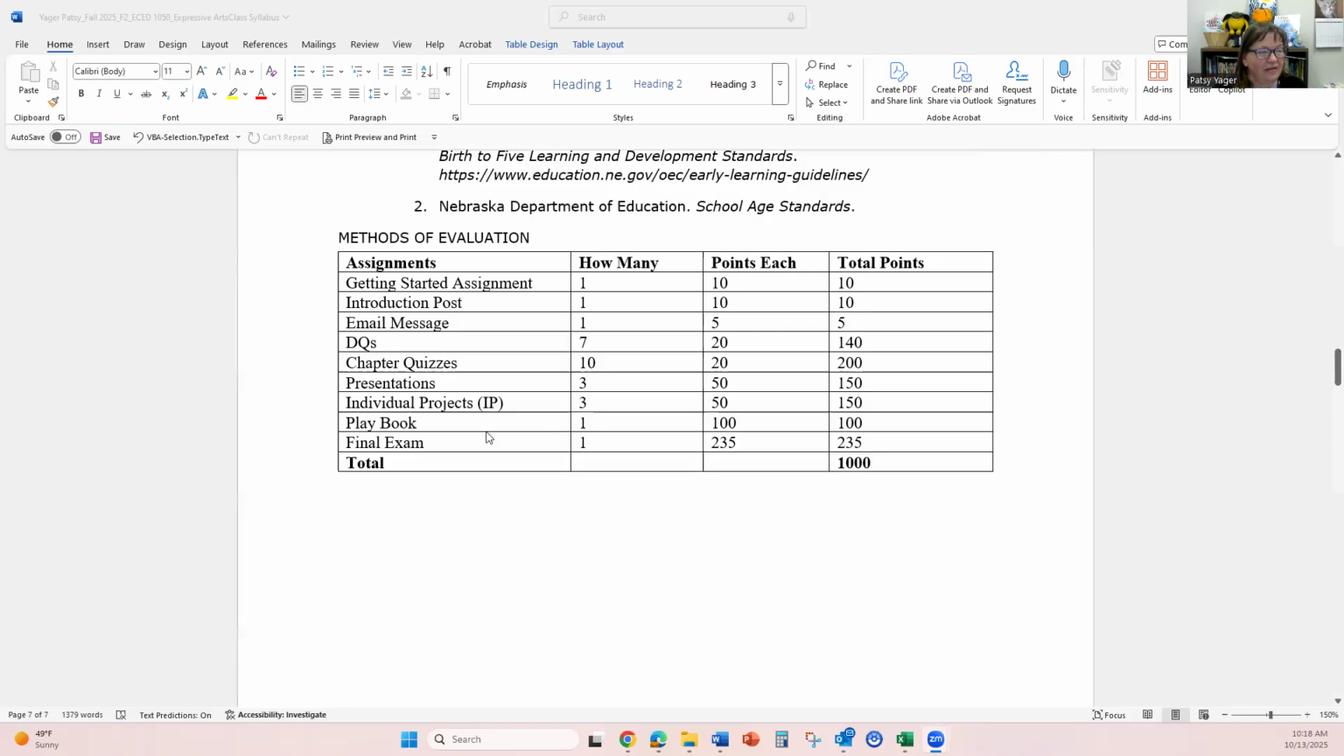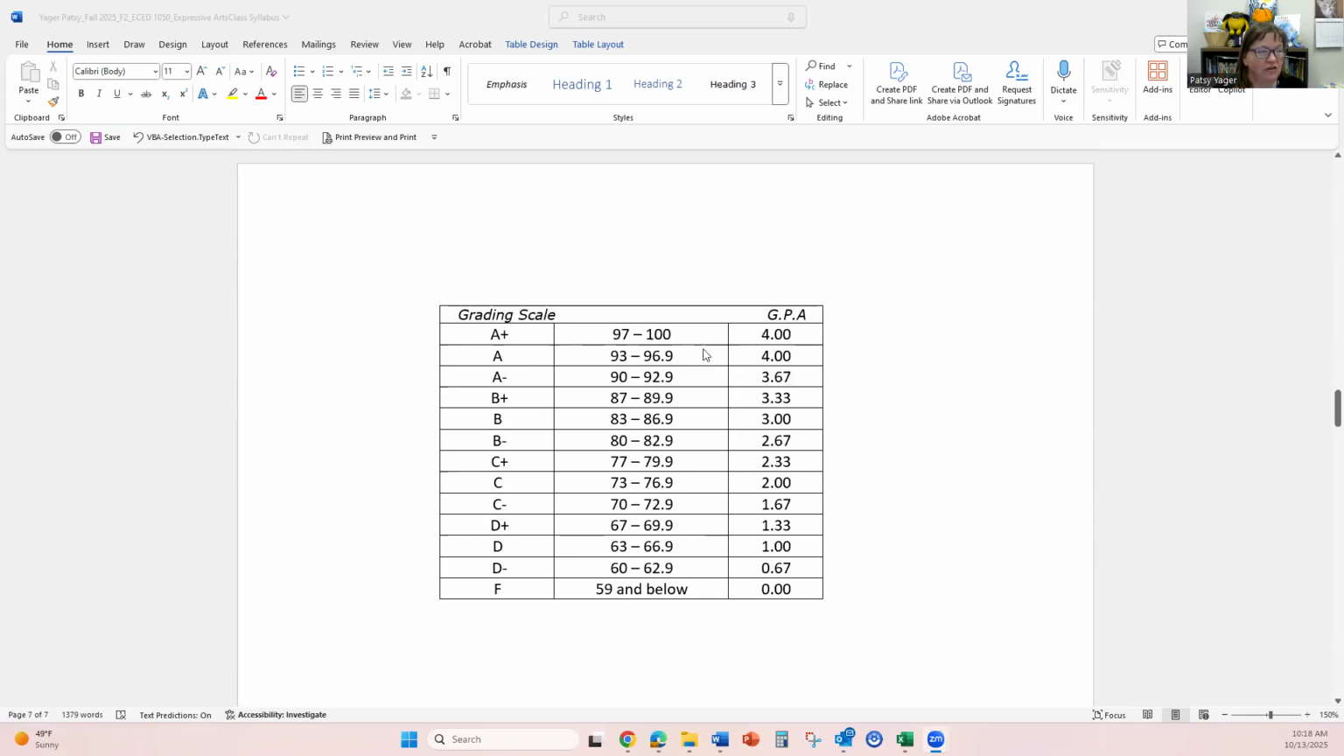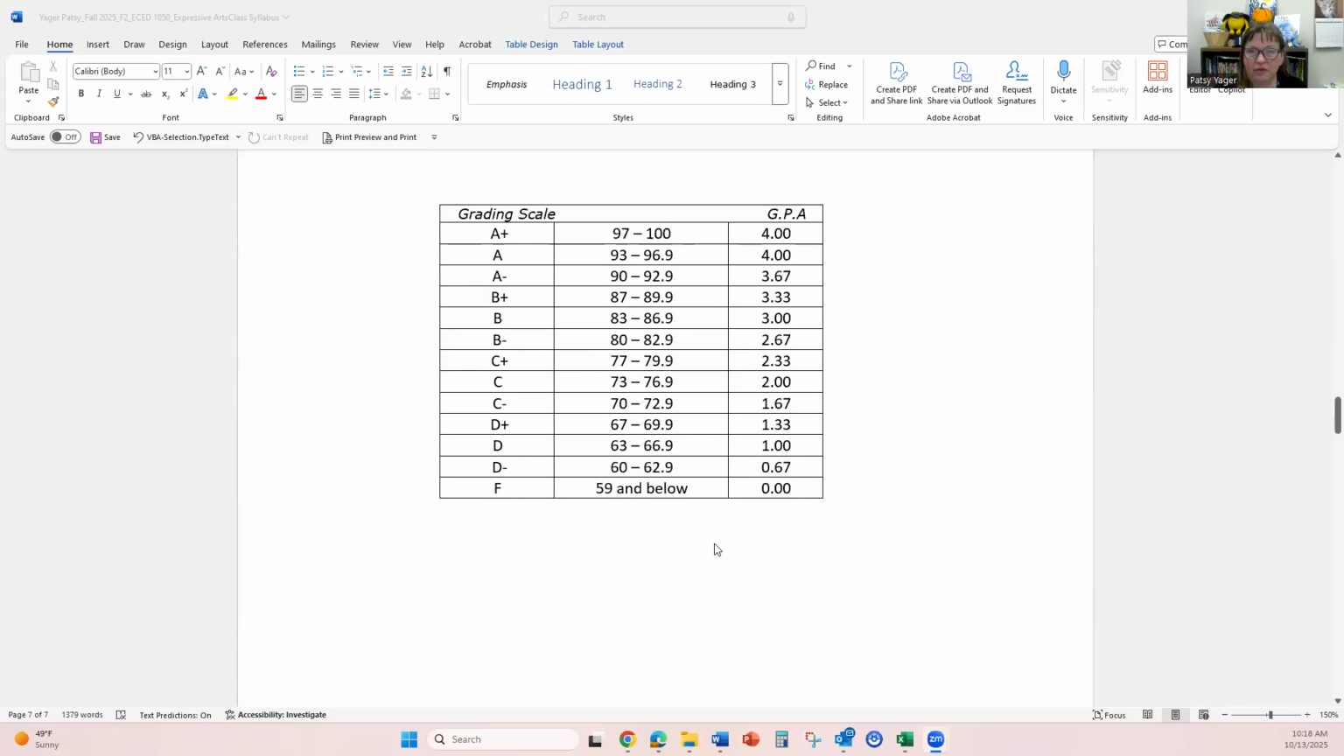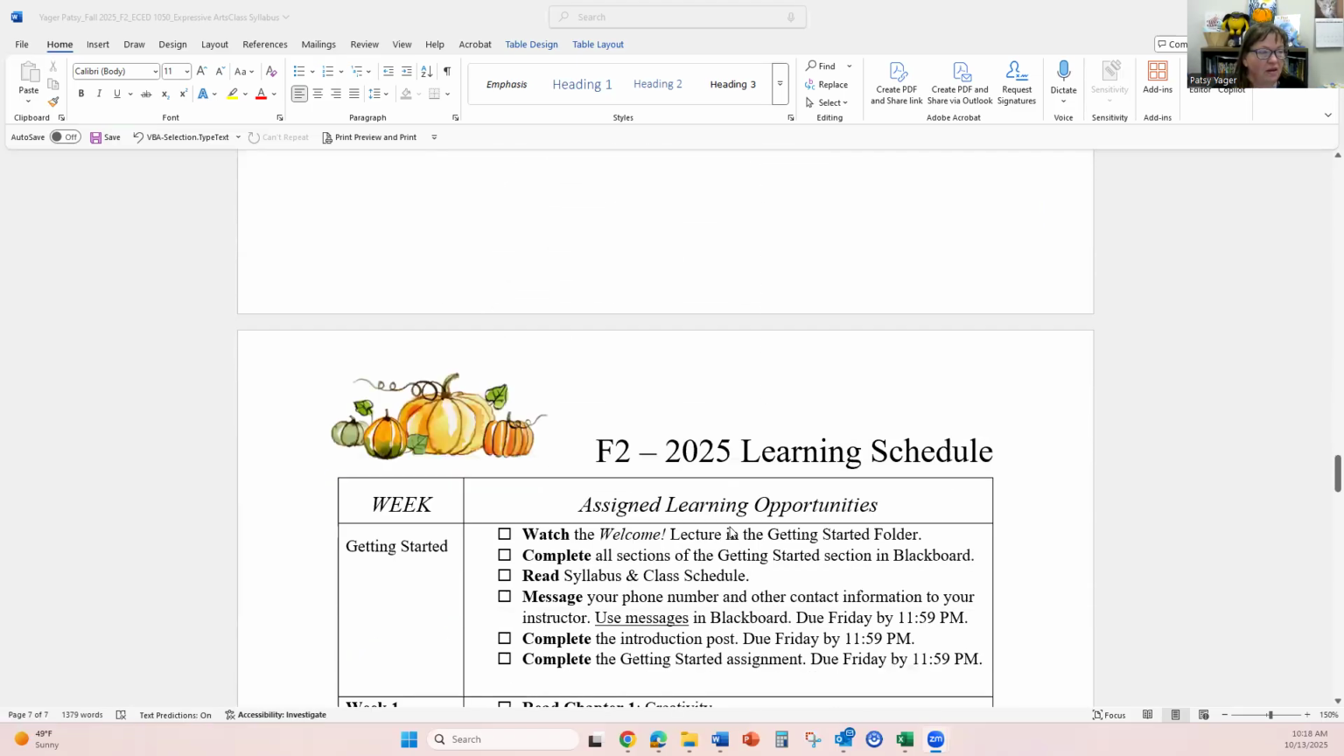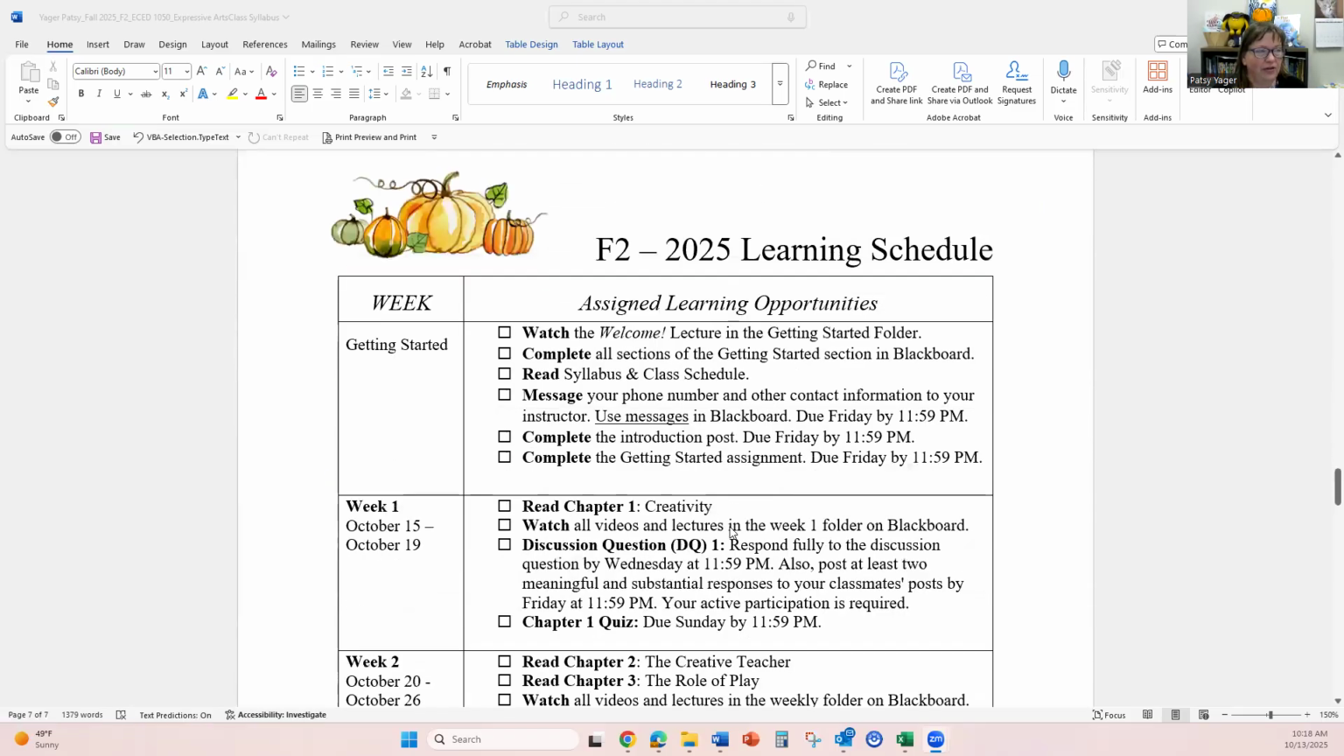And that's what we've got to do for this class. Here's your grading scale. It's pretty typical, just what WNCC uses. And now we get into the fun part. So this is your schedule. This is everything that's due each week.